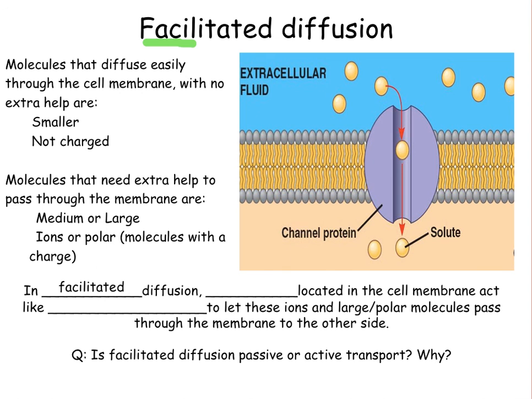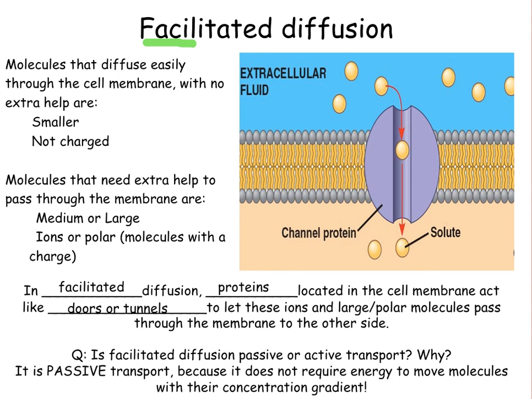In facilitated diffusion, transport proteins located in the cell membrane act like doors or tunnels to let ions or large or medium size or polar molecules pass through the membrane to the other side. So, to finish, please make sure that you understand that this type of movement is still passive transport because it does not require energy to move the molecule with its concentration gradient.